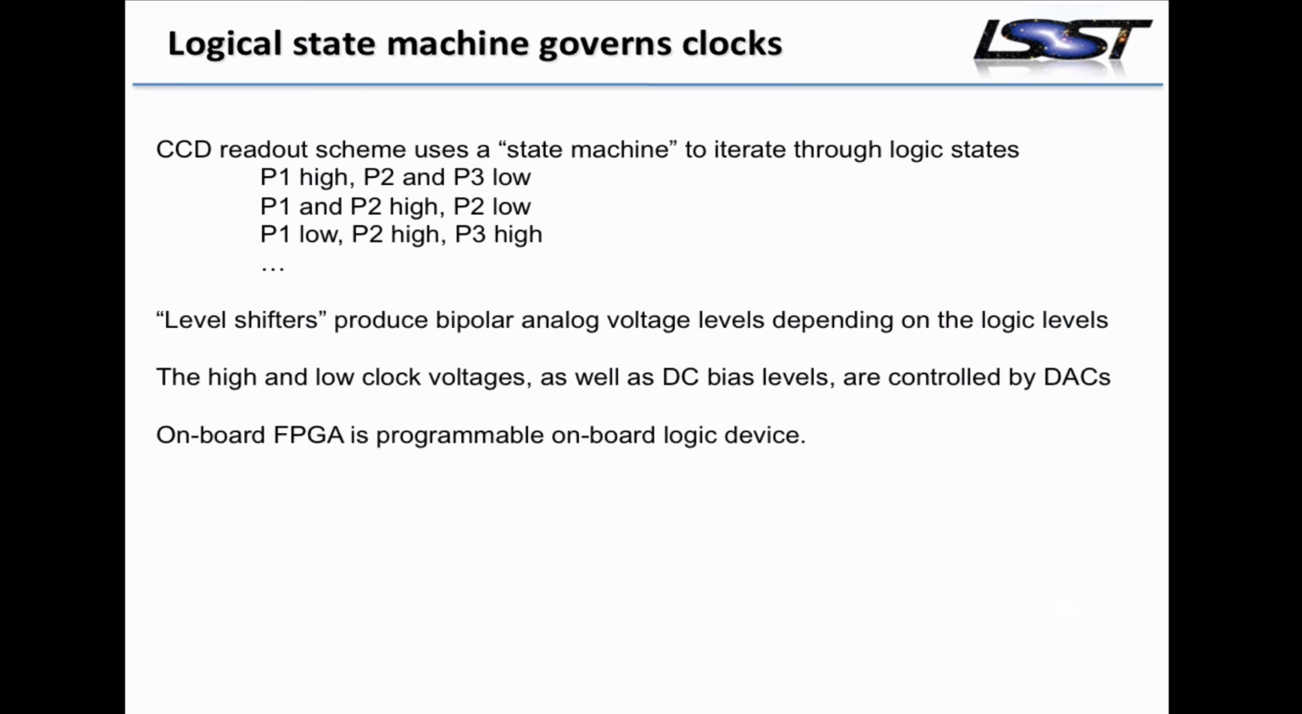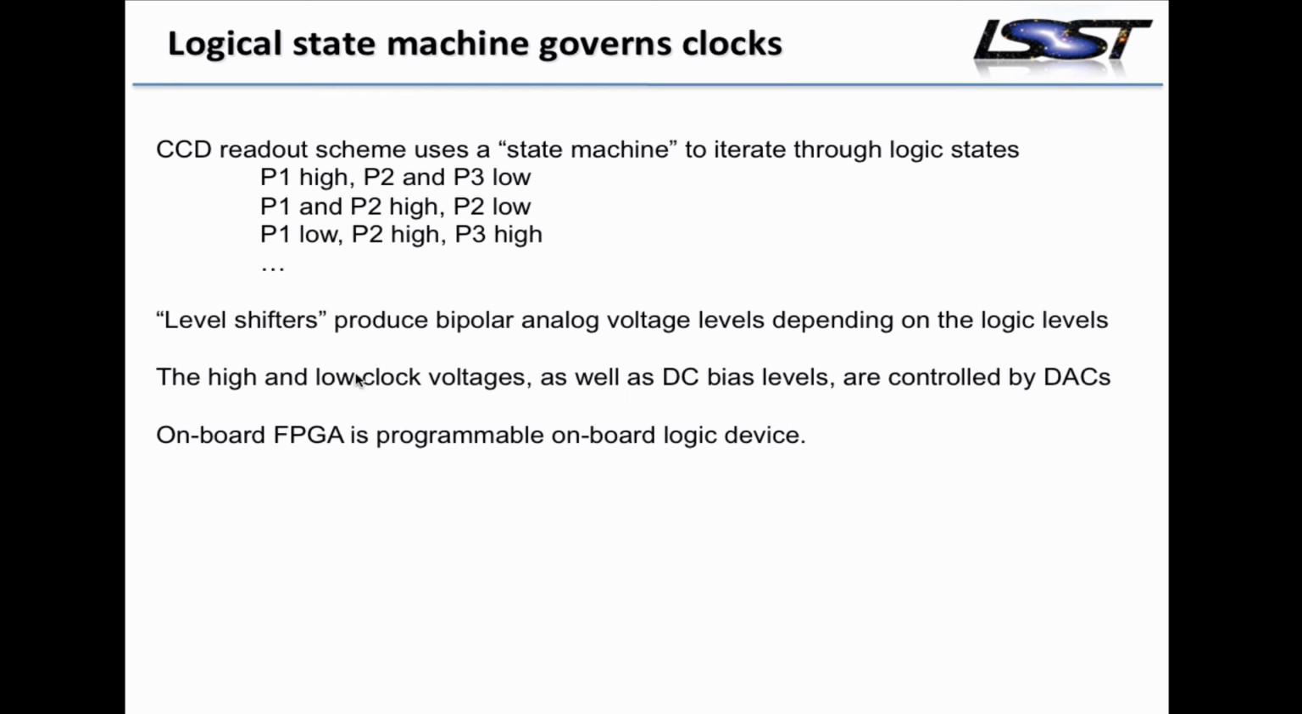The clocking of the CCD is driven by a logical state machine. So you should think of a logical array of bits, and each bit controls the state of the clocks, whether they're in a high state or a low state. And so you just step through a succession of digital states, and then things called level shifters convert that digital state into appropriate bipolar analog voltages that are applied to the CCD.